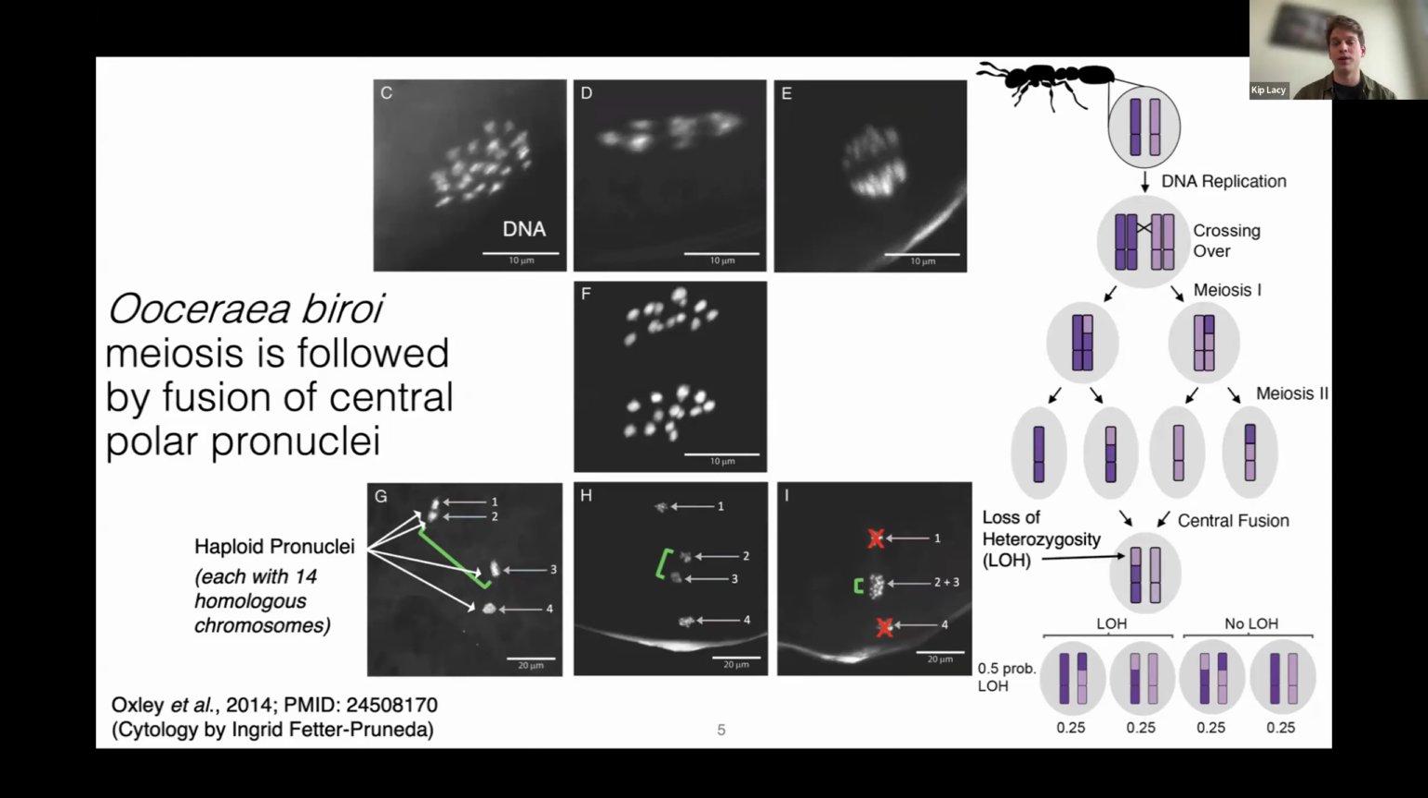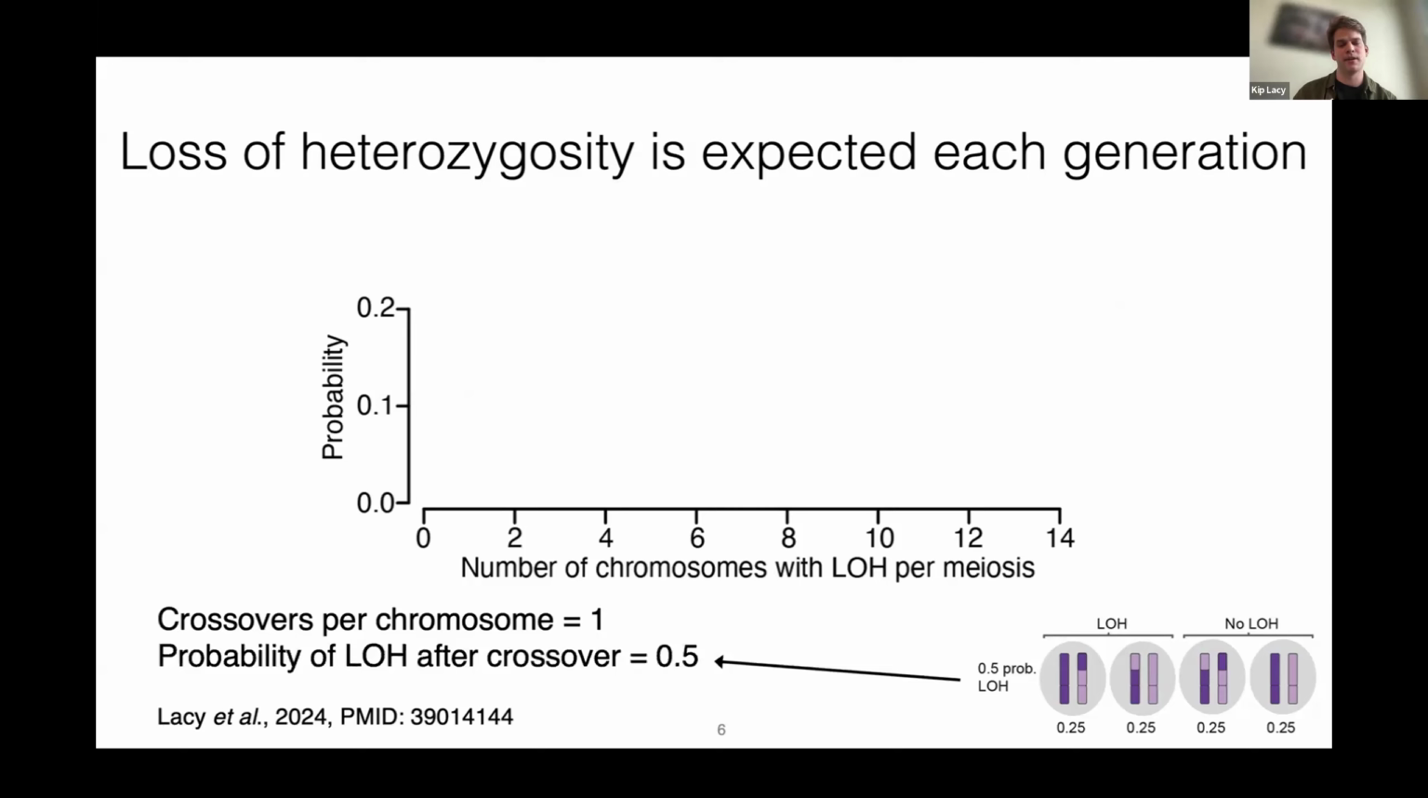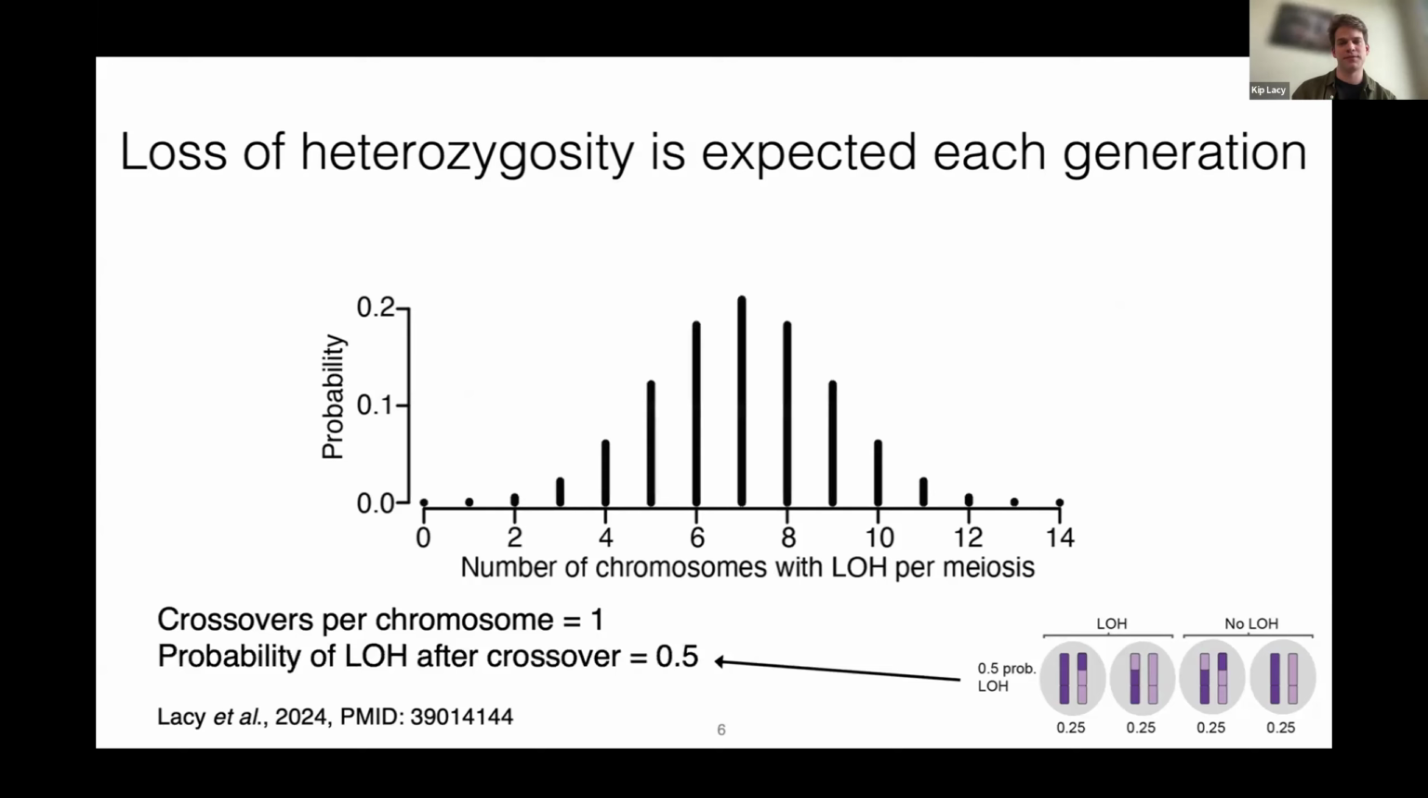So when I set out to investigate this system, my first question was, exactly how much heterozygosity do we expect to lose? And for that, I turned to binomial models, where I'll just take as my trials the number of chromosomes in the haploid karyotype. I assume 1 crossover per chromosome, which is canonically the minimum, basically, and then a 50% probability of losing heterozygosity.